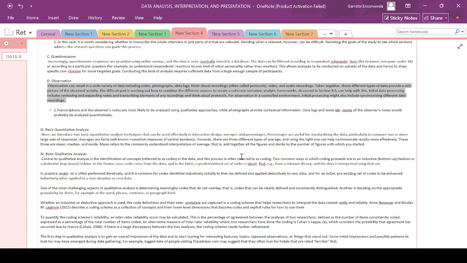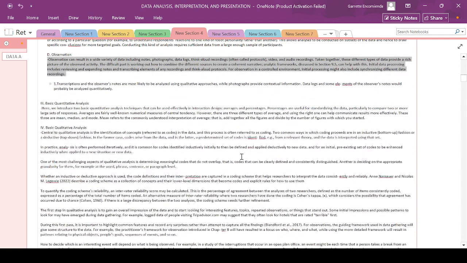Data logs and some elements of the observer's notes would probably be analyzed quantitatively. For data logs and the questionnaire answers, it is useful to do it quantitatively because you're dealing with large data. Basic quantitative analysis. Here, we introduce the two basic quantitative analysis techniques that can be used effectively in interaction design: averages and percentages. Percentages are useful for standardizing the data, particularly to compare two or more large sets of responses. Averages are fairly well-known numerical measures of central tendency.